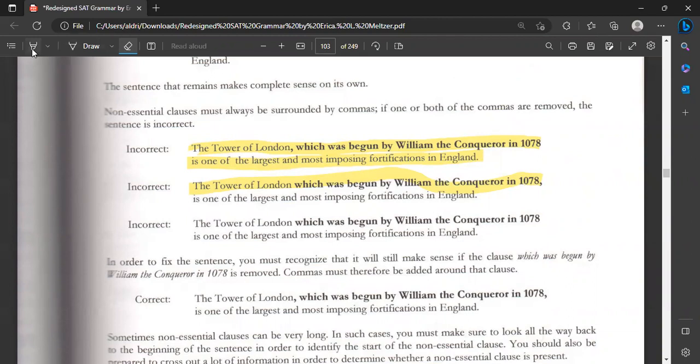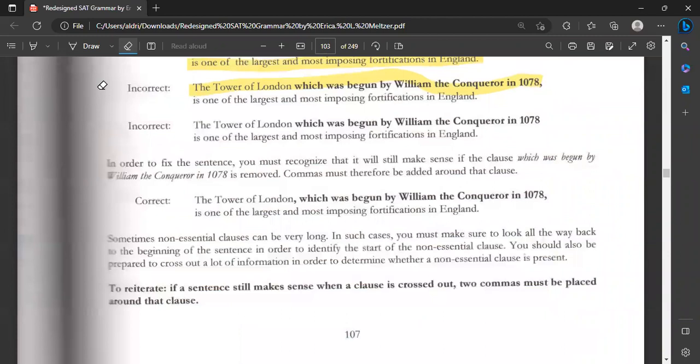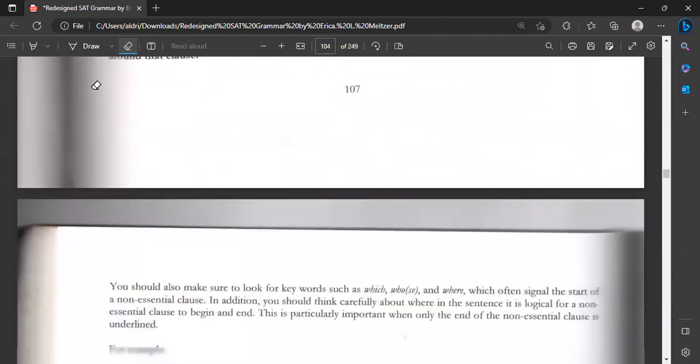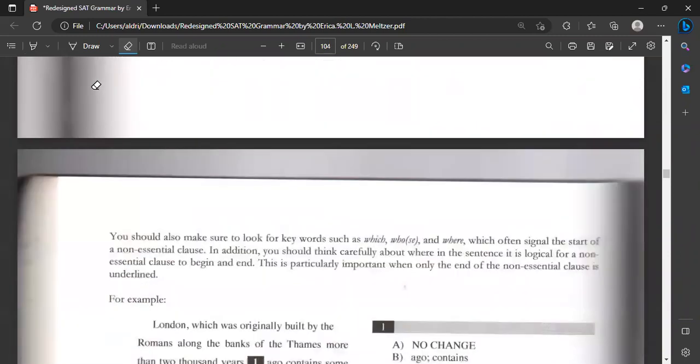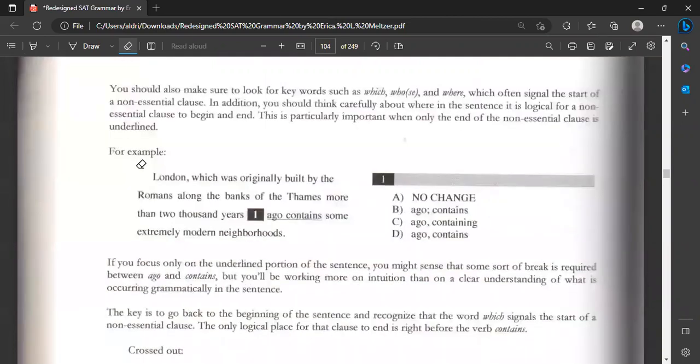So in order to fix the sentence, we have to place the commas in the right positions like we did earlier. All right, so just remember, if the sentence still makes sense once you take the clause out, when you cross it out, that means two commas must be placed around that clause, and that clause is called a non-essential clause. Okay, so I said usually a non-essential clause will fall between the subject and the verb.